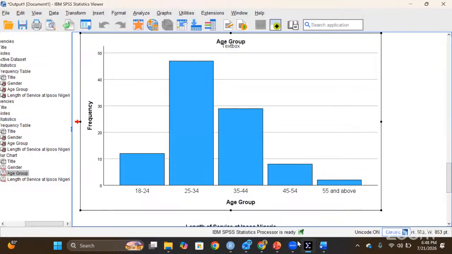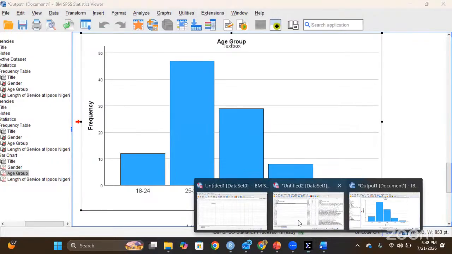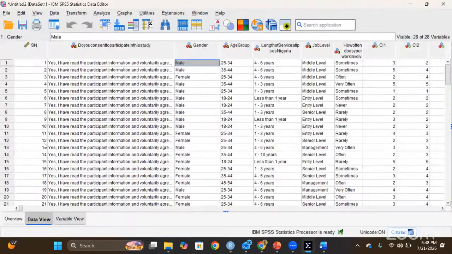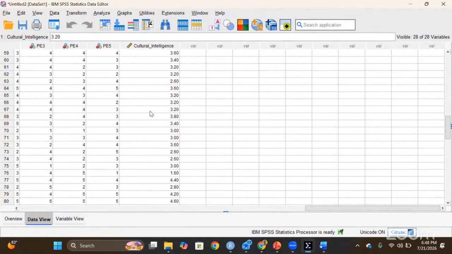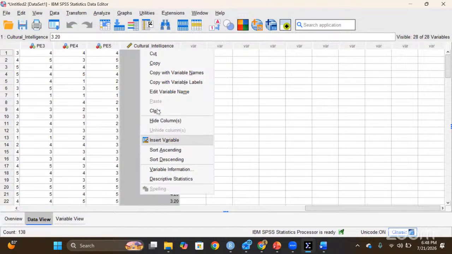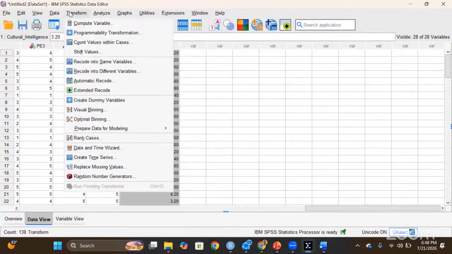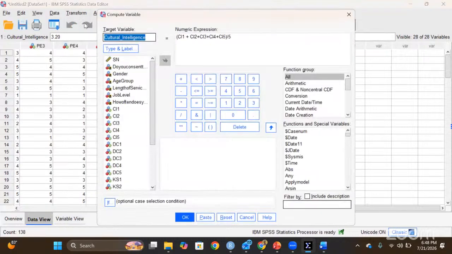So if I go to my data view, or even variable view will have it. From variable view, I can double click here. So you can see that my variable has been computed, cultural intelligence. So let me delete it. Another way to do it: I'm going to do cultural intelligence too, but I'm not going to use this format.